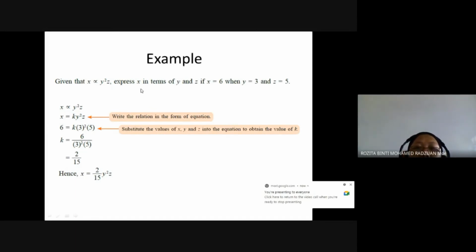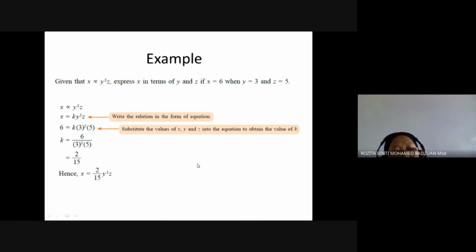Okay, so after we get the value of k, we are not answering the question yet, because the question asks to express x in terms of y and z. So we have to write down again. Write down x equal to k, 2 over 15, y squared z. Okay, k here, substitute here. So x equal to 2 over 15 y squared z. So we already answered the question.